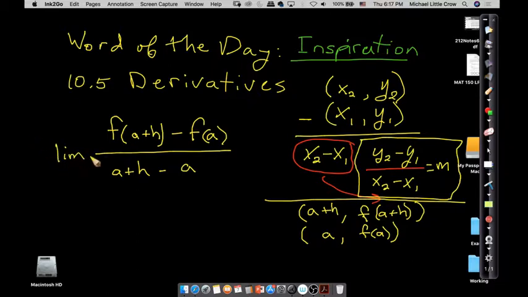We really didn't need the limit for much of anything else except for this. So we spent a whole section talking about limits, and what we're going to do is let h, which is the distance between a and the next point, go to 0.